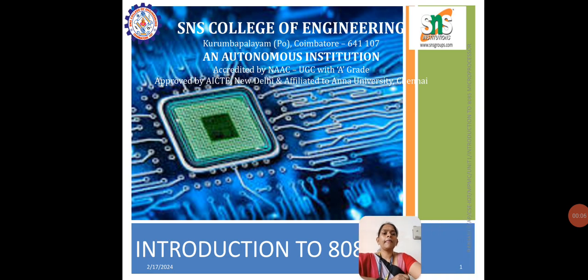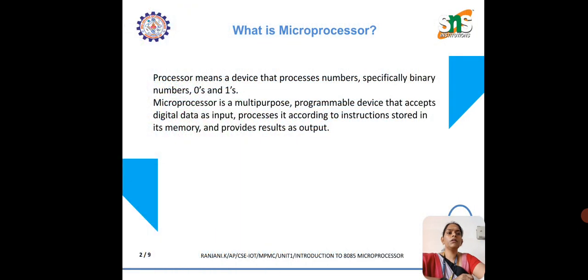Before we see about the 8085 microprocessor, let us recall what a microprocessor is. A microprocessor is a multi-purpose programmable logic device that reads binary numbers of zeros and ones and processes the information. It is a programmable device that accepts digital input and processes it according to the instructions stored in the memory and provides the result as an output. That is said to be your microprocessor.